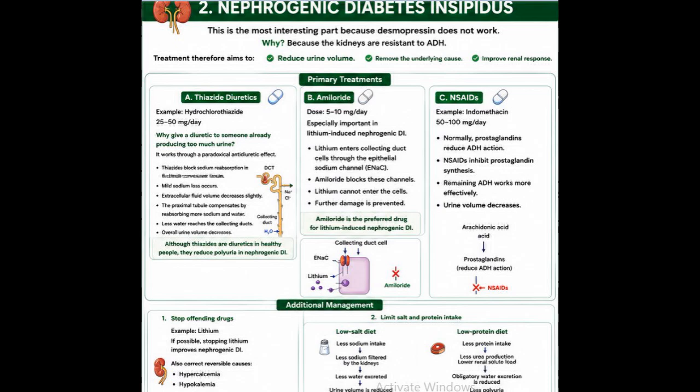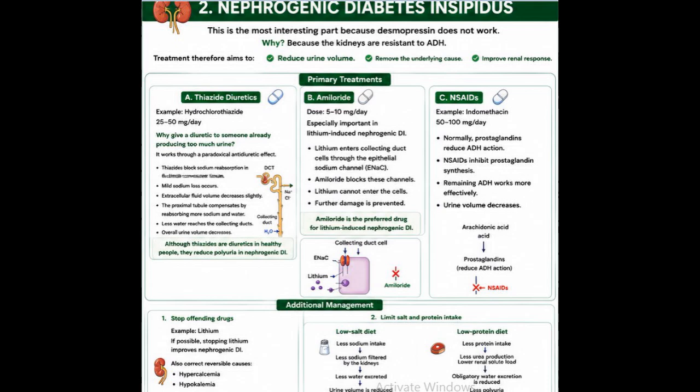B. Amiloride. Dose: 5 to 10 mg per day. This drug is especially important in lithium-induced nephrogenic diabetes insipidus. Mechanism: lithium enters collecting duct cells through the epithelial sodium channel. Amiloride blocks these channels, so lithium cannot enter the cells, and further damage is prevented. This is why amiloride is the preferred drug for lithium-induced nephrogenic diabetes insipidus.